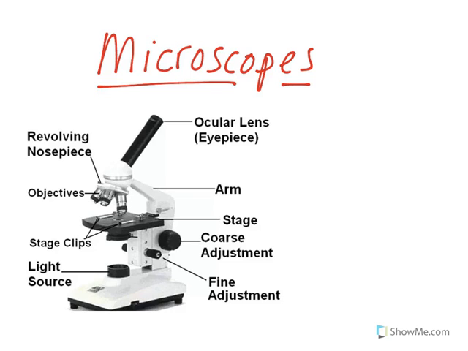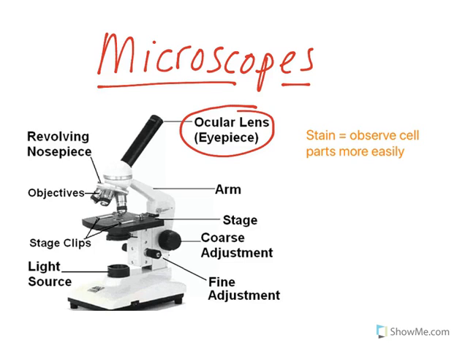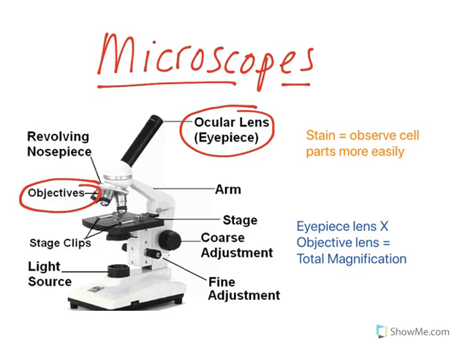In order to observe cells, we use microscopes, of course, and you prepare your slides for observation. We stain our specimens of cells so that we can observe the cell parts more easily. And when we are trying to work out the total magnification of a microscope, the way to do it is take the power of the eyepiece lens and multiply it by the power of the objective lens, and that gives you the total magnification, like so.